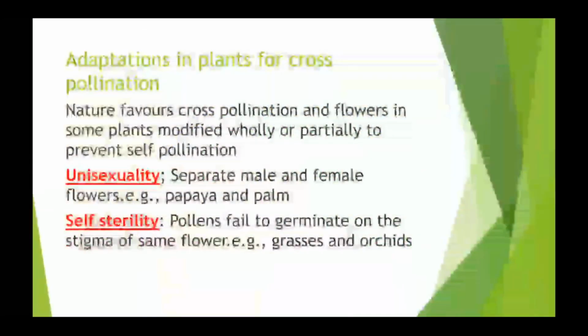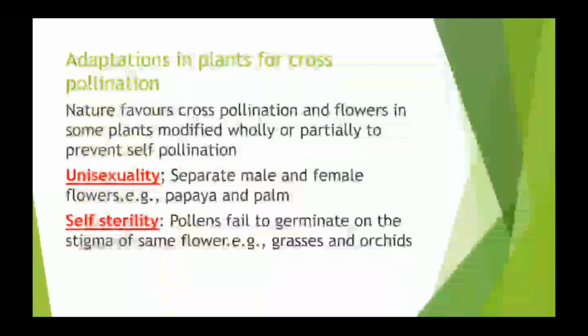Now, some adaptations in plants for cross pollination. You know what, students? Nature also favors cross pollination. Some flowers may develop specific structural changes so that they do not favor self pollination and they encourage cross pollination. Let us find out how.